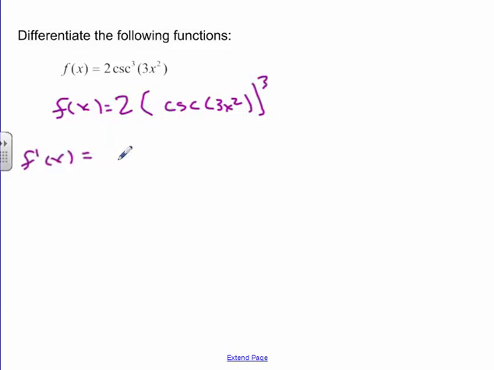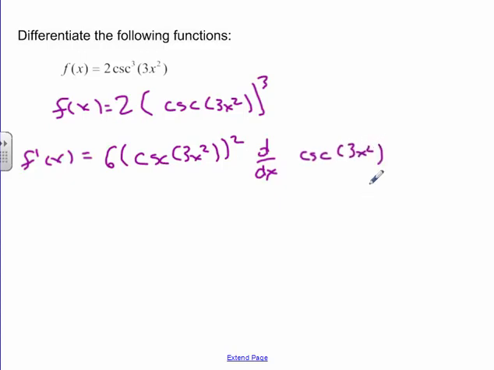Drop the 3 down in front, times it by the 2, gives you 6. Keep the baby inside. Cosecant of 3x squared. And now it drops down to a 2. Right? But this is where Leibniz is so important. Then do the derivative of the baby inside. And so your baby inside was cosecant of 3x squared.